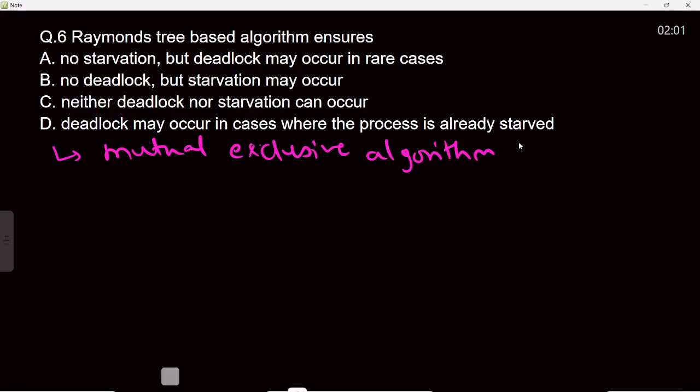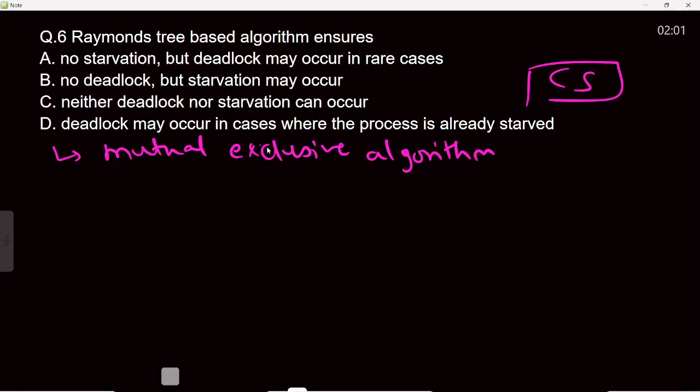Mutual exclusion means, now this critical section. What does mutual exclusion tell? That in a critical section, at a time, there will be only one process. No two or more processes are allowed in the critical section. So this is known as a mutual exclusion algorithm.